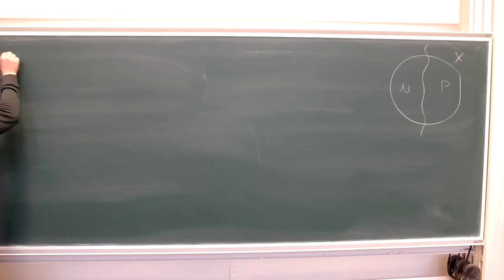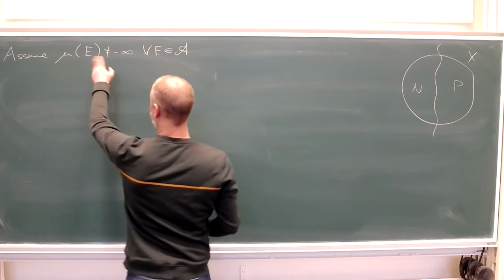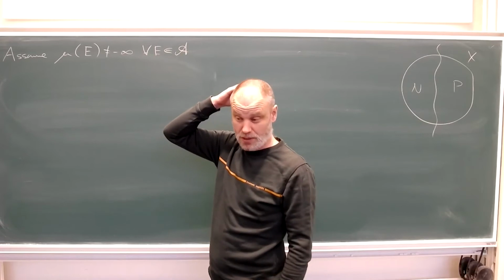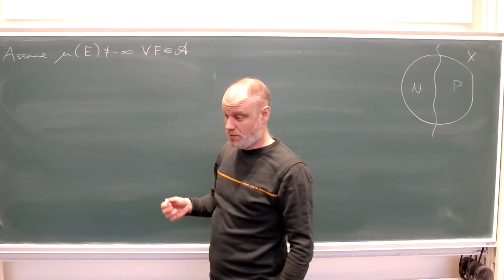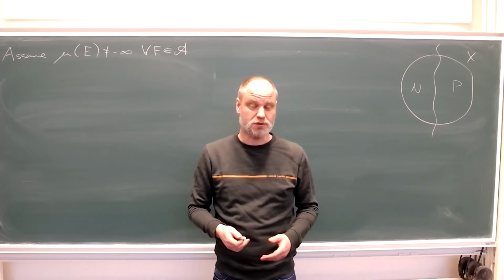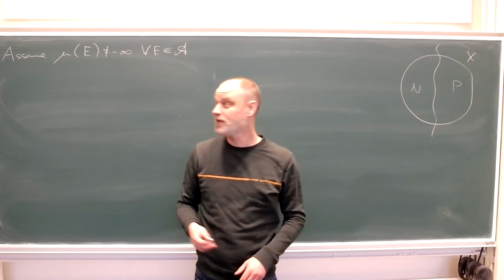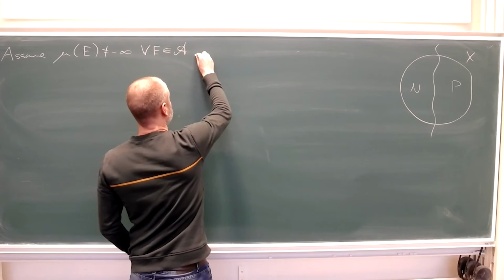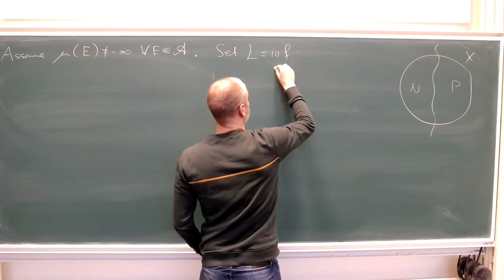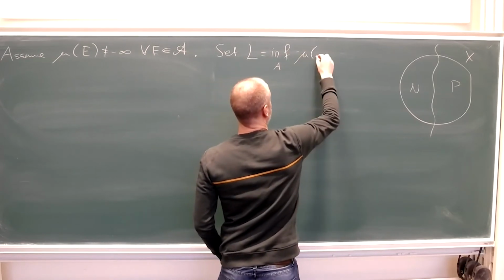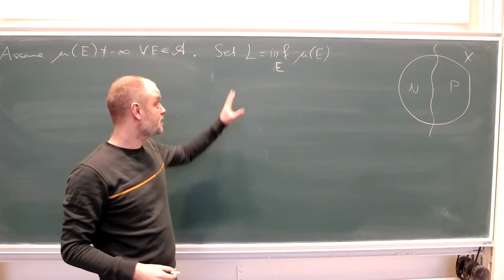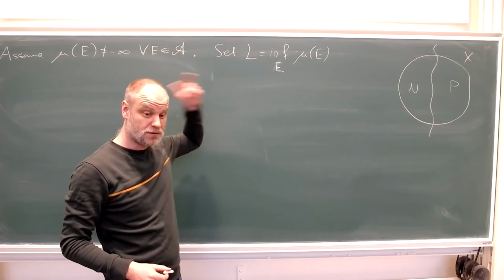So assume that mu of E is not equal to minus infinity for any E in our sigma algebra A. So, well, I mean, if there are no sets whatsoever that take a negative value, well, then the measure is positive. So then we're done, right? So we're going to define this set L to be equal to the infimum of mu of E. Okay, so as I said, this number can still be minus infinity despite having assumed that.